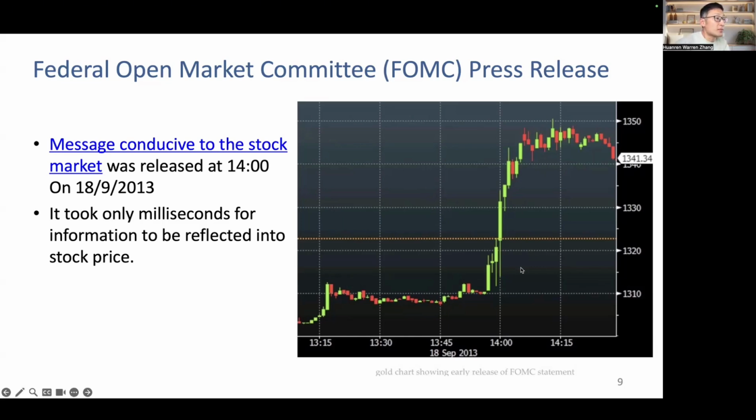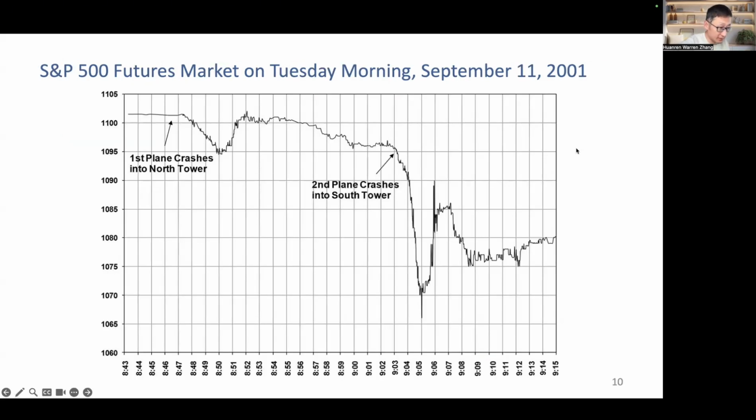The press release came around 2 p.m. And you see here, it took only milliseconds for the information to be reflected in the stock price. So this seems to indicate that the information released by the FOMC can be immediately incorporated in the stock price. It's some evidence supporting the efficient market hypothesis. Right? Here is another example.